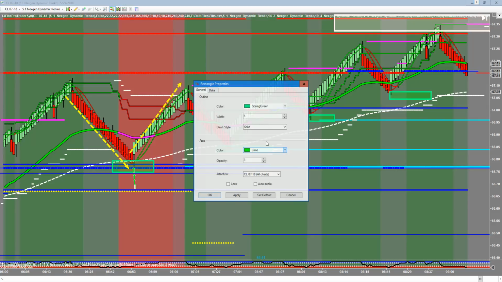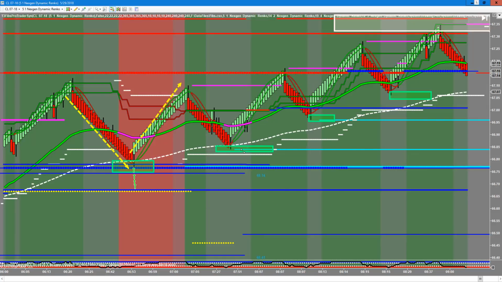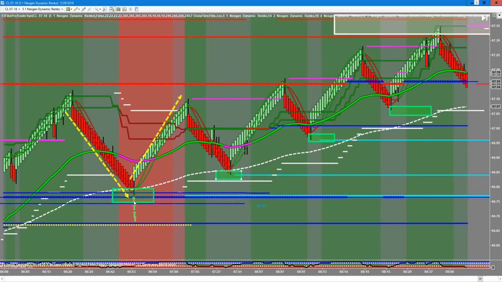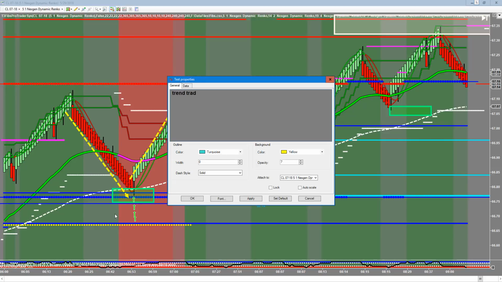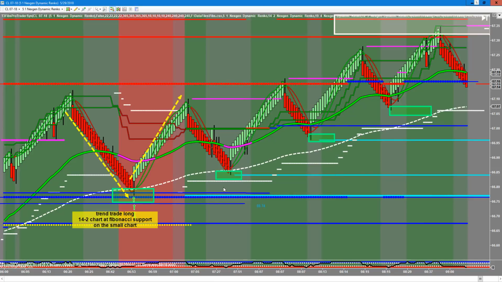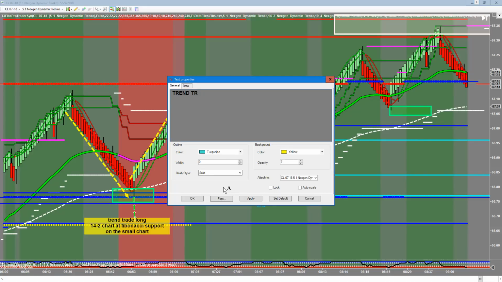It's pretty easy, right? Remember, the lighter background color usually means you make a little deeper retracement. So again, that's why we put this in here. So this was your, I'll just draw it out for you, trend trade long, 14.2 chart at Fibonacci support on the small chart. And then this was your trend trade on the 5-1 chart, right?